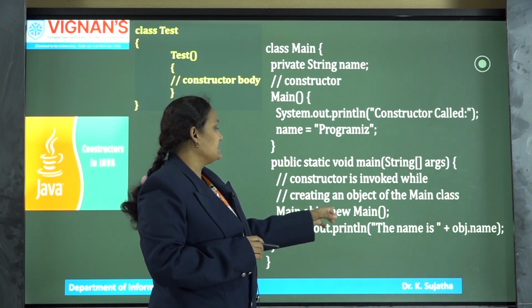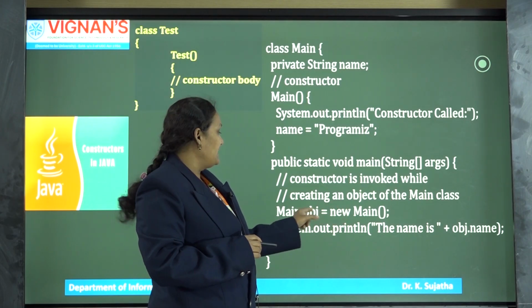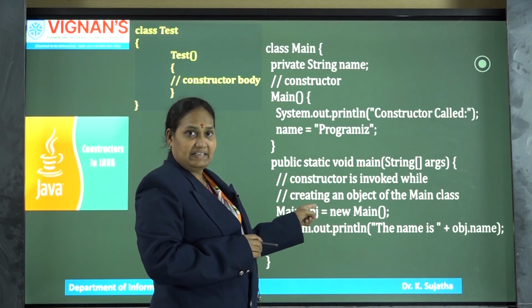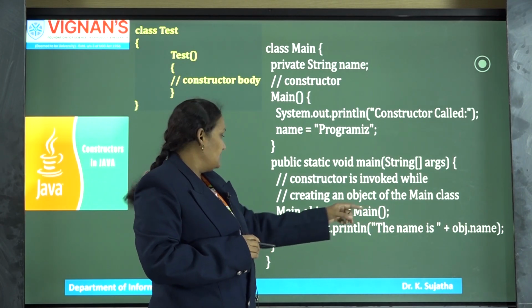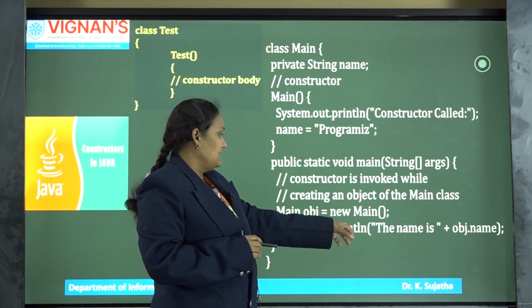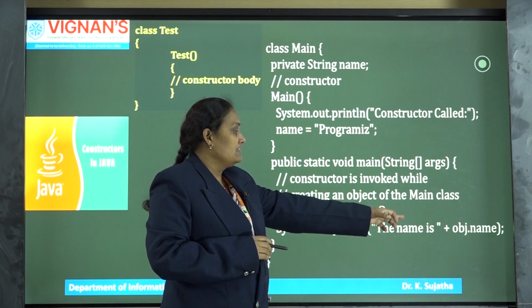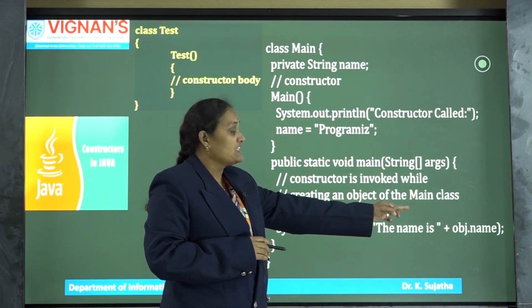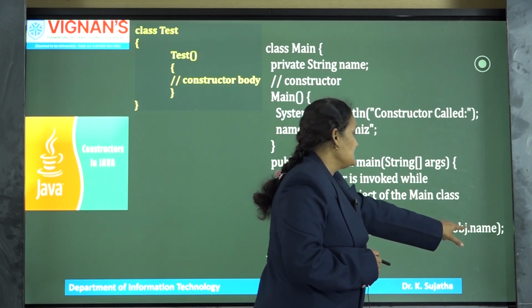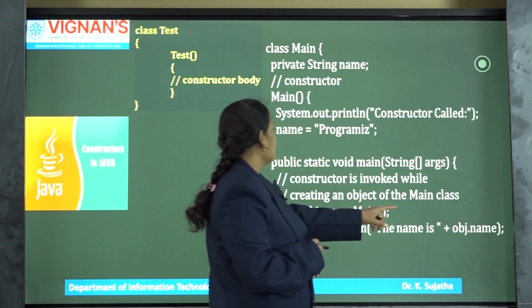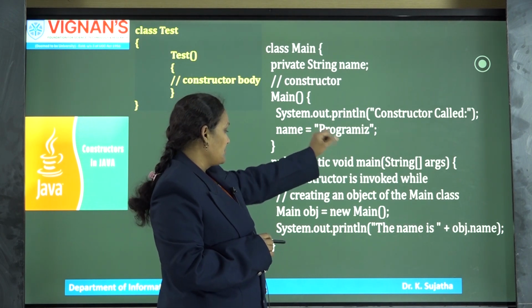Now here I created the object for the class. Whenever I create an object, the constructor is automatically invoked. Now I print the statement: the name is, and what I want to print is object.name. This object.name, the name variable, can be accessed from the constructor, so the name is program age.